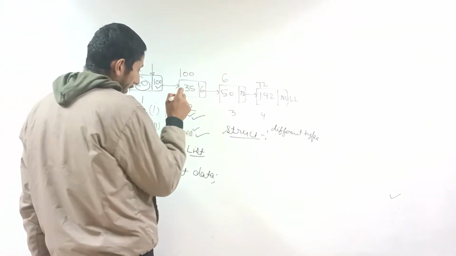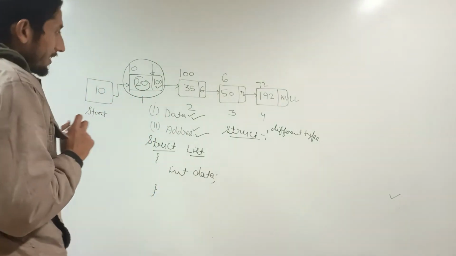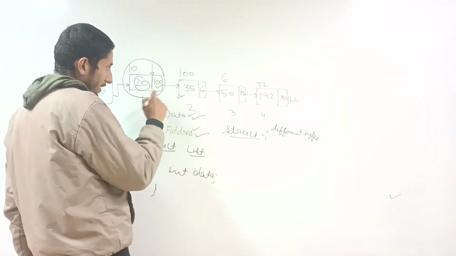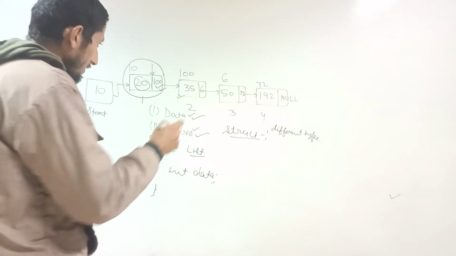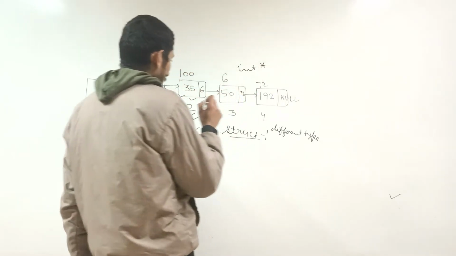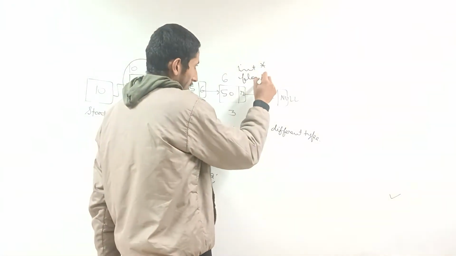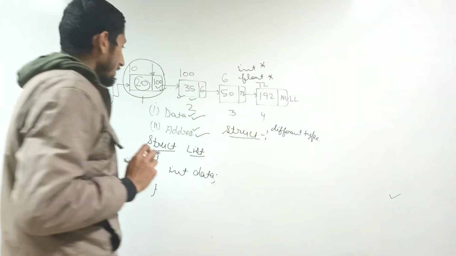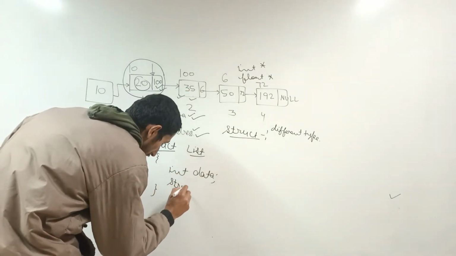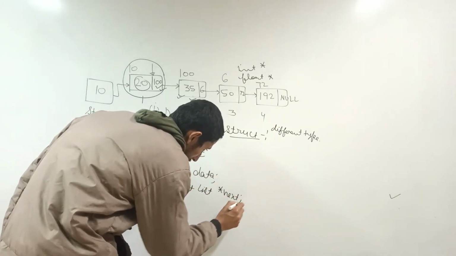I have to store the address of a node. Are you following this one? Let me explain again. I have to store the address of a node. It means the address of this node has been stored in this one. If the type of this node was integer, I will take an integer pointer. If the type of this node is float, I will take a float pointer. But what is the type of this one? The type of this one is struct list. So I will take a pointer of type struct list, and the name of the pointer is next. Are you following this one?